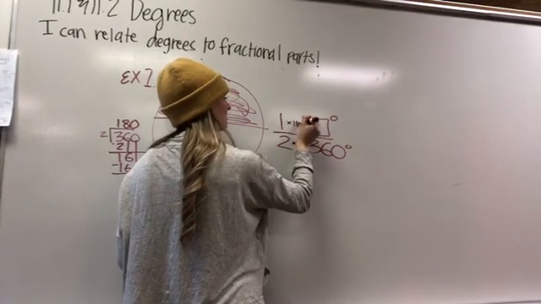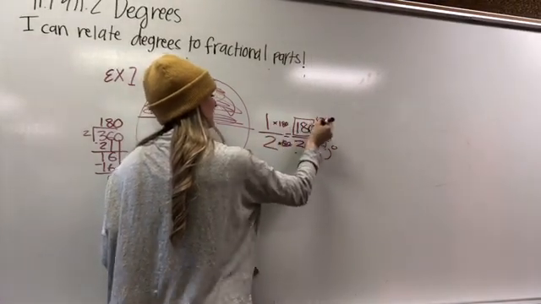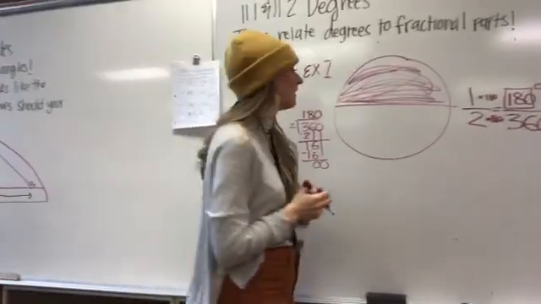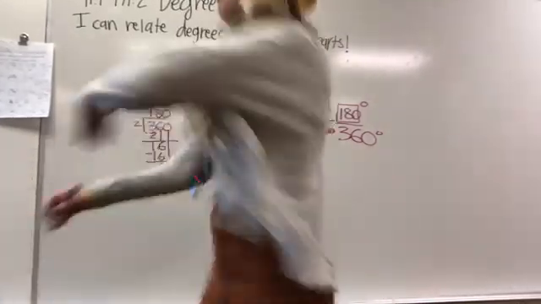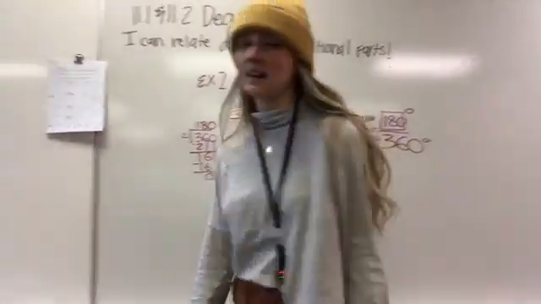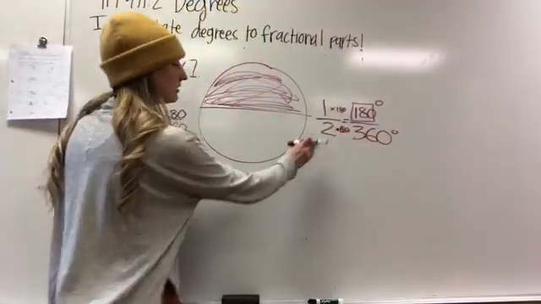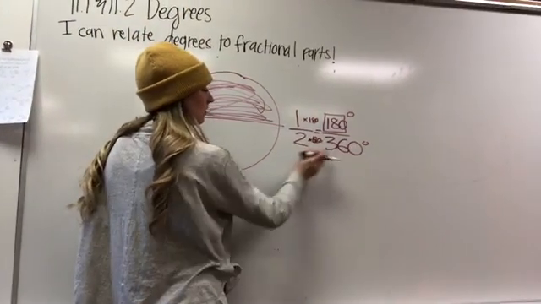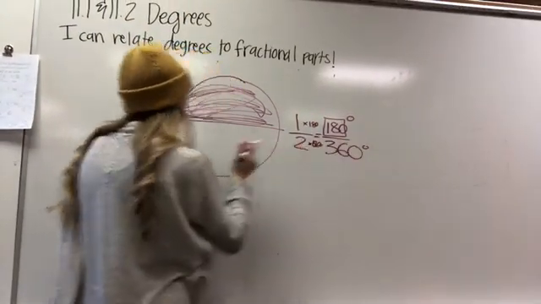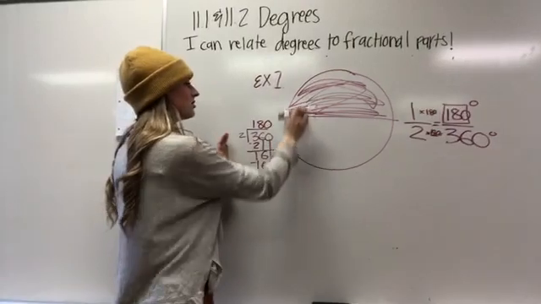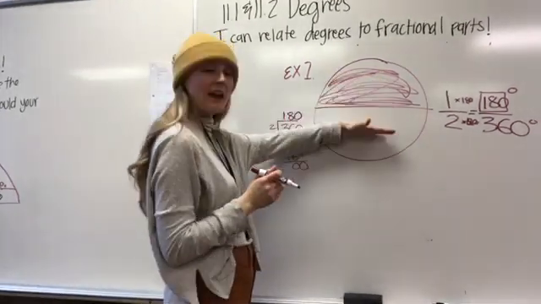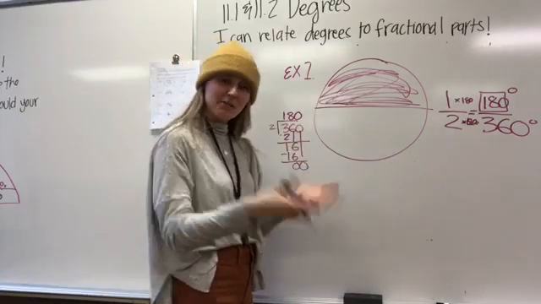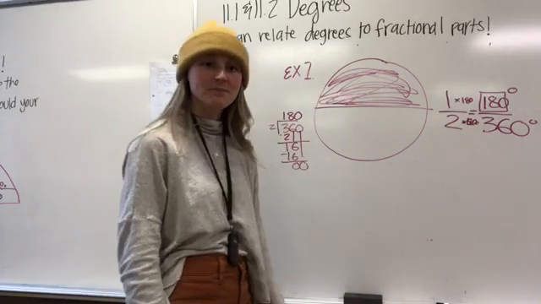Whatever you do to the bottom, do to the top. 180 degrees, okay? So we already kind of talked about how half of a circle is 180. It's like the trick 180, but you may not remember that. So you could either do 2 times what gives you 360, or 2 times what gives you 36, or you could do 360 divided by 2 and figure out how much each part is worth. So this part's worth 180, and this part is worth 180. Together, 180 plus 180 equals 360.